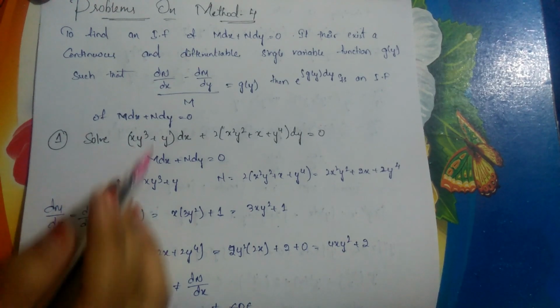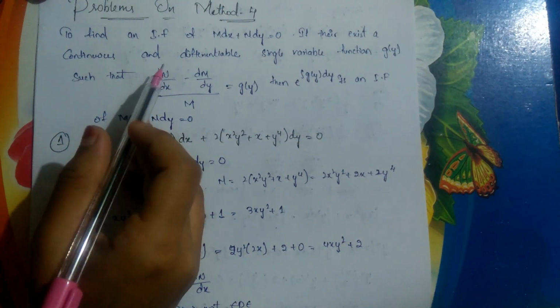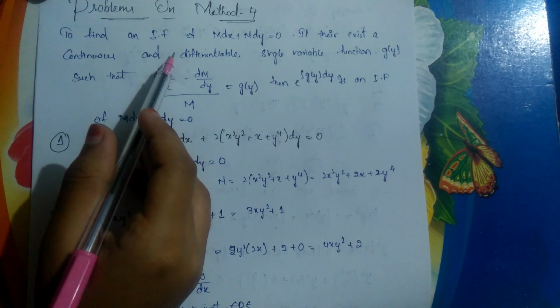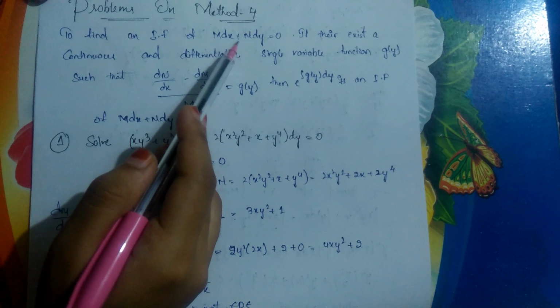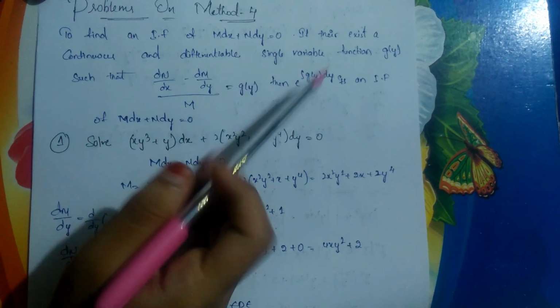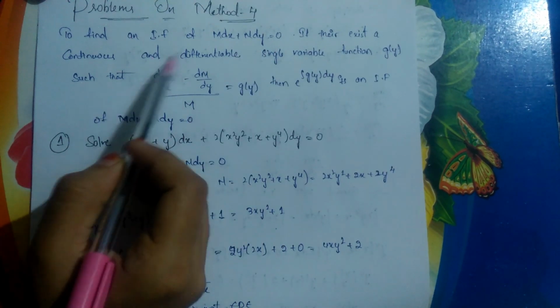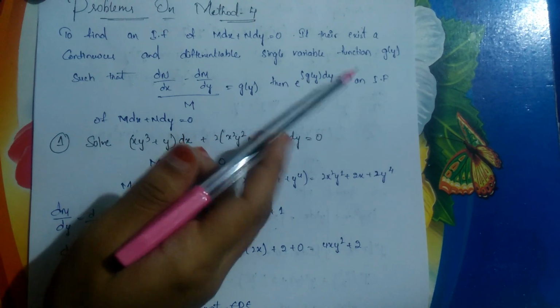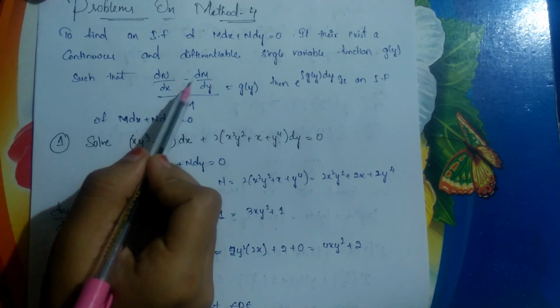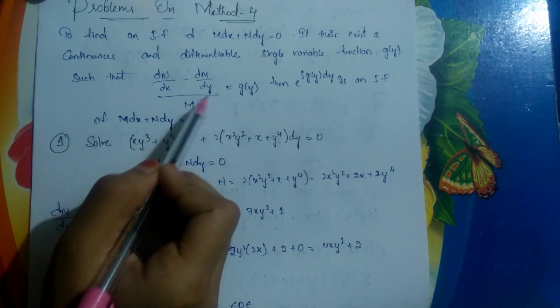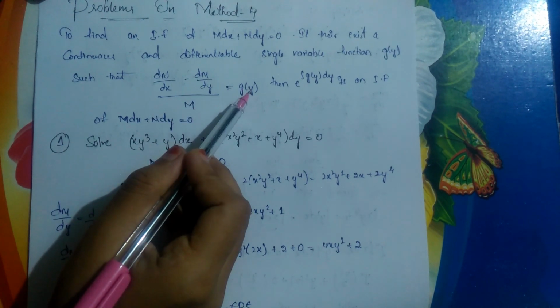Let's see the problems on method 4. First, we shall see the integrating factor we use for this method. To find an integrating factor of M dx plus N dy equals 0, if there exists a continuous and differentiable single variable function, that is g of y, such that (∂N/∂x minus ∂M/∂y) divided by M is equal to g of y.